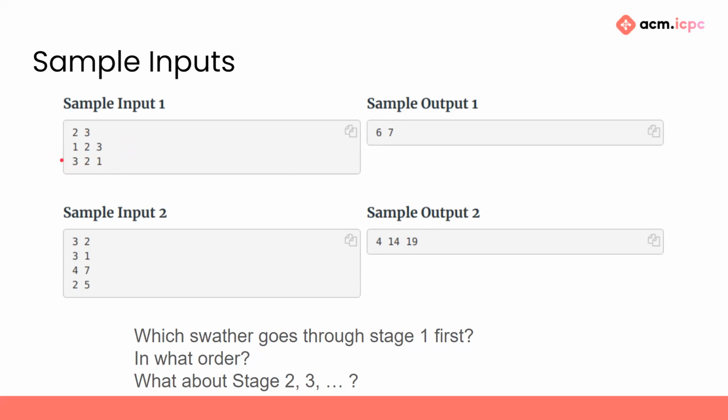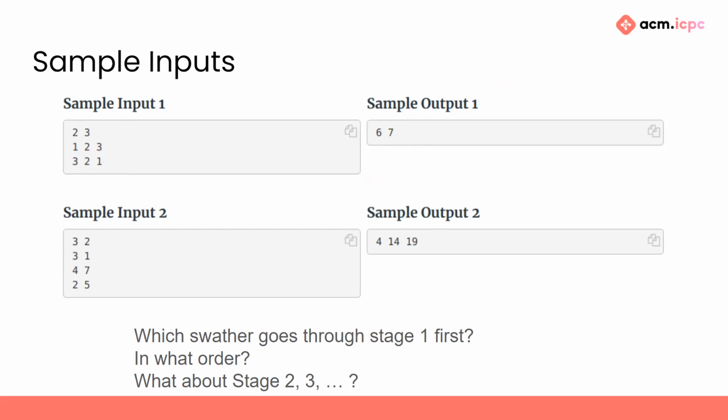However, there's a catch. In each stage, there's only 1 worker. So that worker has to process its current swather before moving on to the next swather. So in this sample input, in one stage, the second swather actually has to wait for 1 extra minute before it can get processed. And that's where the 7 comes from. If you are still not sure what the question is asking, I have some better illustrations later.